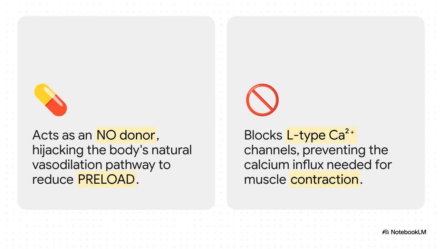Okay, so here we have 2 completely different strategies to get to the same endpoint, vasodilation. On one hand, you've got organic nitrates like GTN. They basically just give the body a boost of what it already uses. They're NO donors. They tend to work more on the veins, which reduces the filling pressure of the heart. We call that preload. On the other hand, you have calcium channel blockers.